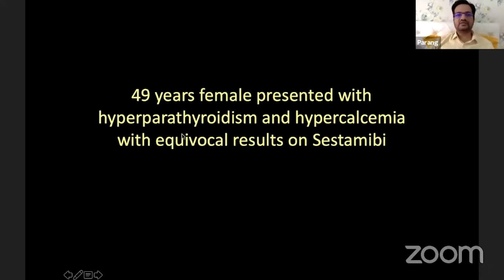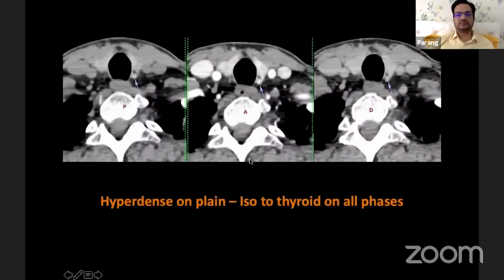So let's see this example. This is a 49-year-old female who presented with hyperparathyroidism, and there were equivocal results on the nuclear medicine scan. When we first saw this scan, we found a nodule here, which is arterial hyperenhancing. But as we went to the plain scan, it showed similar high density to the thyroid gland and similar washout to the thyroid gland. So as you can see, all the time it matches the density and the enhancement of the thyroid gland. And hence we knew that this is not the lesion that we are looking for.